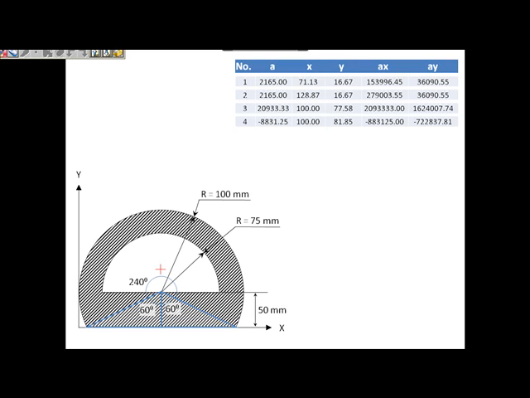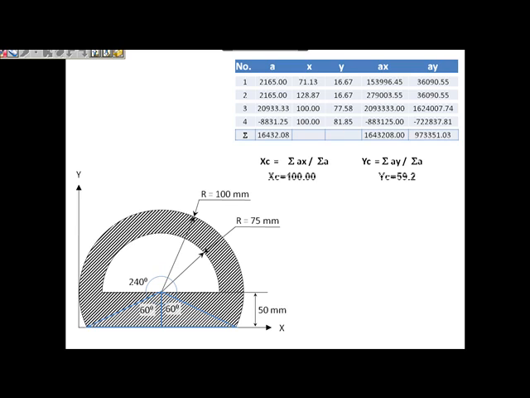And now I again patiently do, for all the areas, sigma A, sigma AX, sigma AY. Here I use formula, and here I get my result. X is 100, Y is 59.2. You could have got X is 100 by observation. But it's better to work out, get X as 100, and then be happy that, oh, it is as expected, because of the symmetry of the problem.